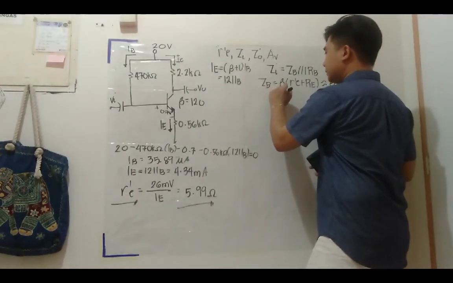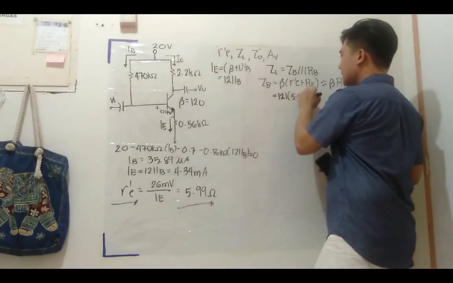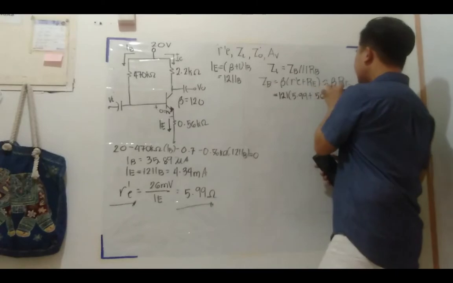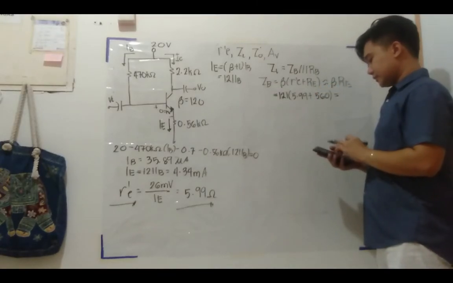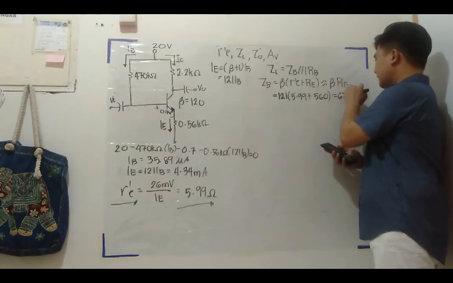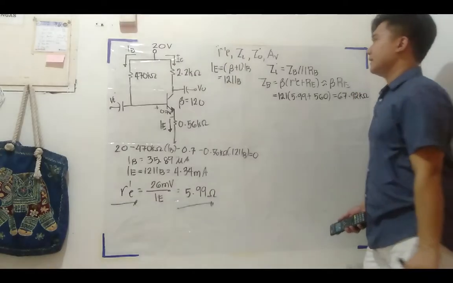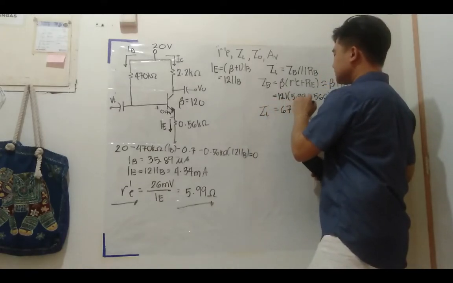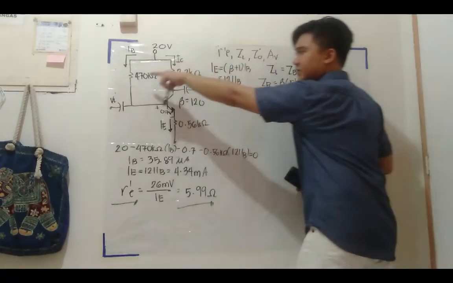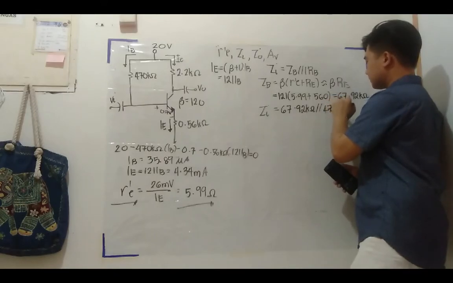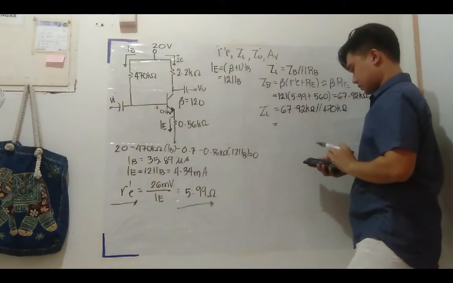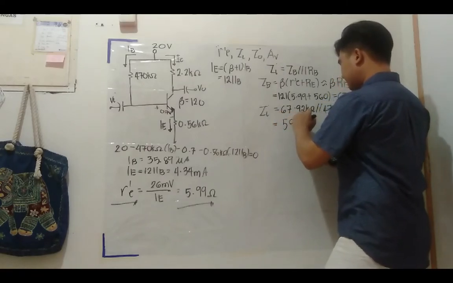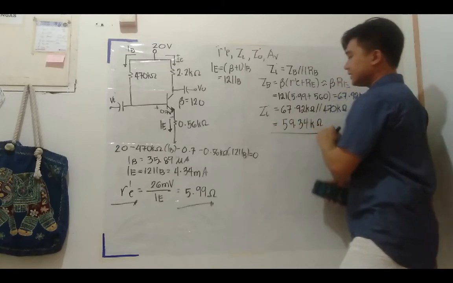So this is 121 times 5.99 plus RE which is 560 ohms or simply 0.56 kilo ohms. And this is equal to 67.92 kilo ohms. Okay? And then to get ZI, that is 67.92 kilo ohms in parallel with RB which is 470 kilo ohms. And this is approximately equal to 59.34 kilo ohms. So meron na tayong ZI.